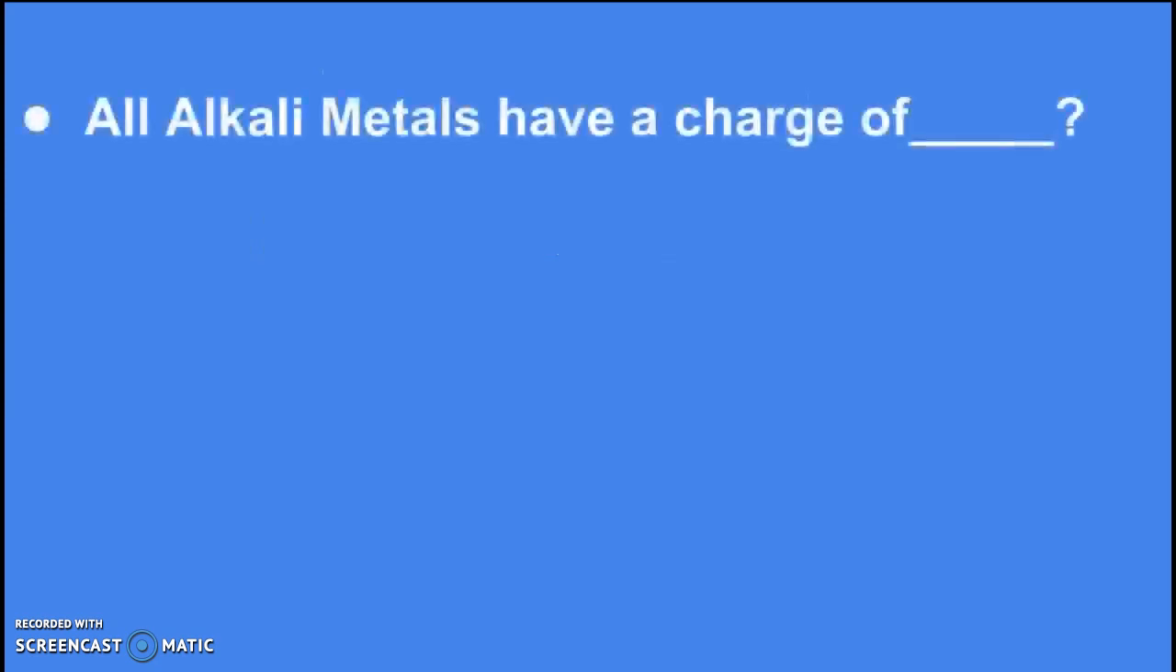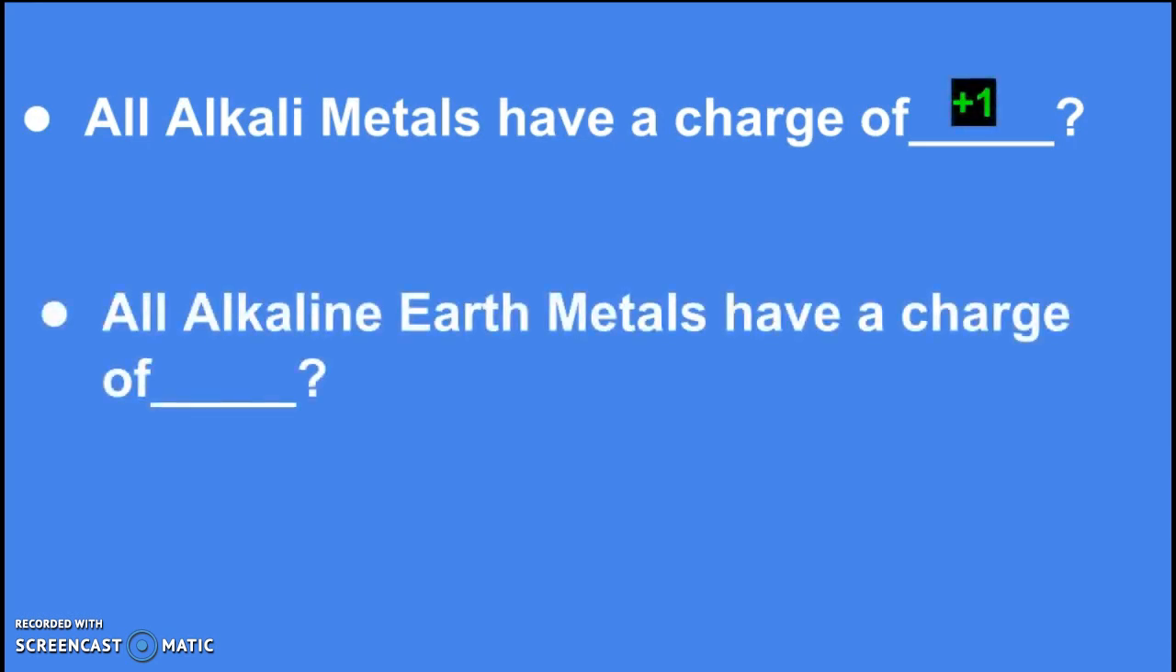So let's look, all alkali metals, that family has a charge of +1. All alkaline earth metals have a charge of +2.